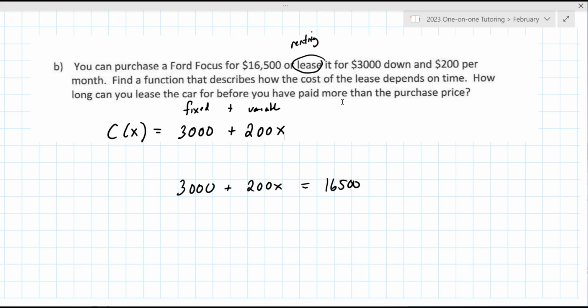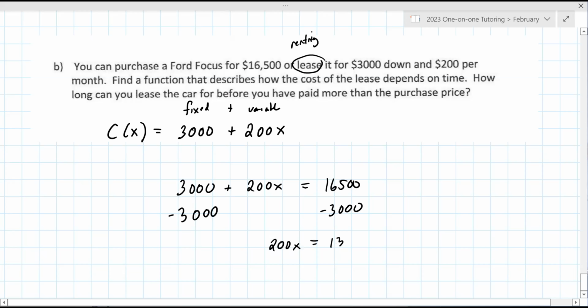Okay, yeah, x equals 13,300. Well, let's check that because that's a little bit too large here. So you're subtracting 3,000 from both sides. Yeah, that's what I did. 200x equals 13,500. Divide by 200. Okay, so yeah, the rough estimate is it's gonna be around 70 months. No lease goes that long. This is 67.5 months.